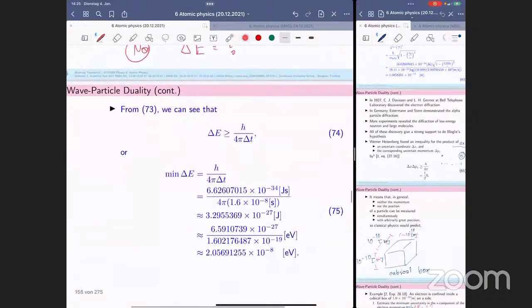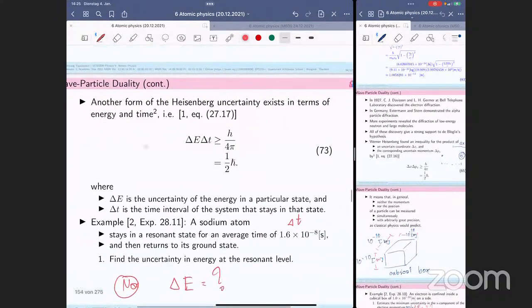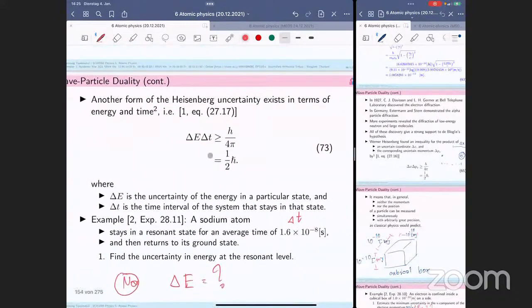We can apply this formula, which is the second case of the Werner Heisenberg uncertainty. This one is the uncertainty along the x-axis. This is the uncertainty related to the energy and time.